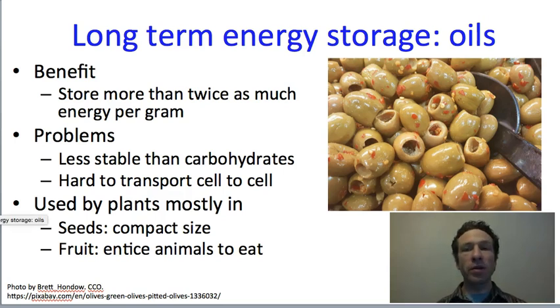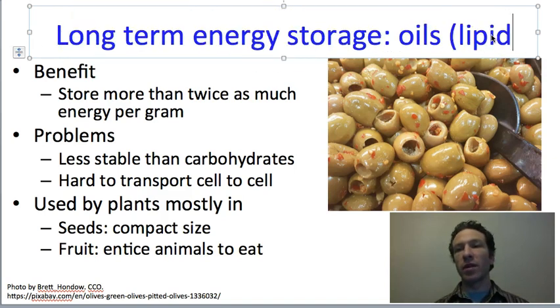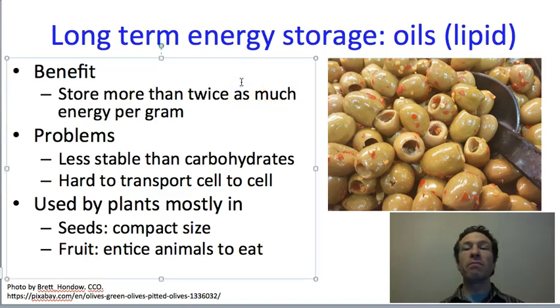The other possibility is storing energy in lipids, and specifically oils. So let's just note that oils, in fact, are a category of lipid. And there's some benefits to using lipids for storage. First, they store more than twice as much energy per gram as do carbohydrates or proteins. So if it's necessary to store a lot of energy in a small amount of material, then they are very useful. However, there's also some problems.